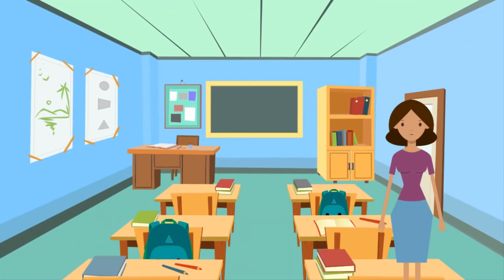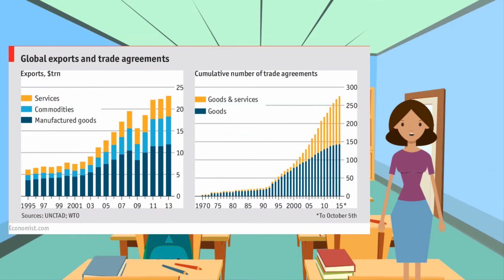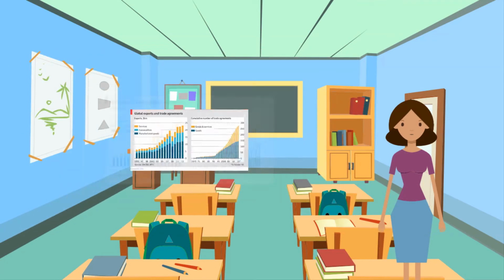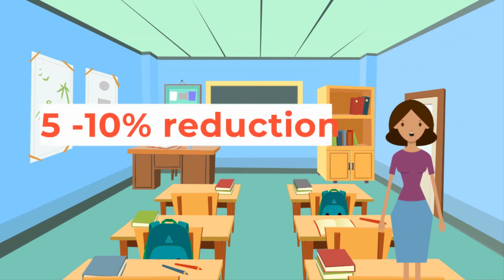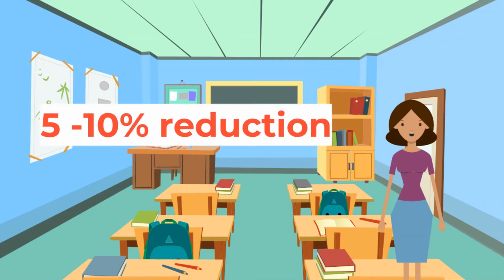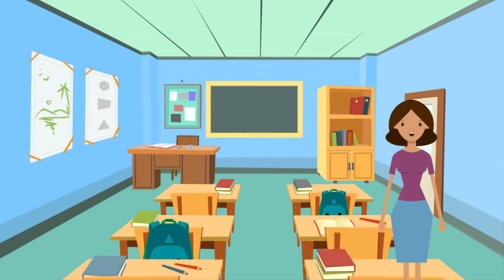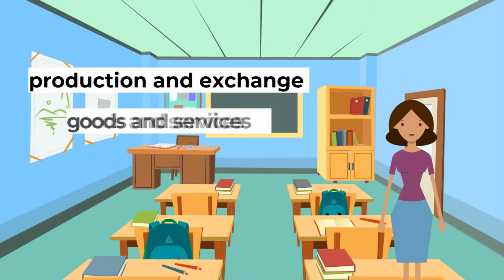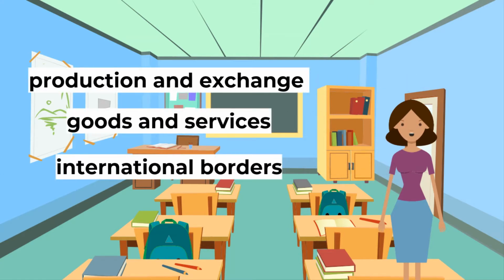The value, when we add it all up, of the global trade in goods and services was over $25 trillion in 2018. But the World Trade Organization is forecasting a 5, or even a 10% fall in the value of trade in 2020. But trade lies at the heart of globalization. So, what is trade? Well, it is the production and exchange of goods and services across international borders.